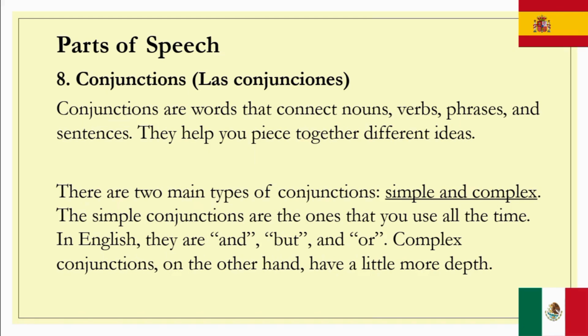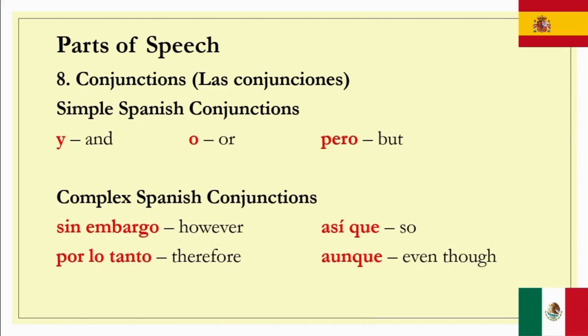There are two main types of conjunctions, just like English. So here we have simple and complex. The simple conjunctions are the ones that you use all the time. In English, they are and, but, and or. While complex conjunctions, on the other hand, have a little more depth. So let's see some examples of those two types of conjunctions.